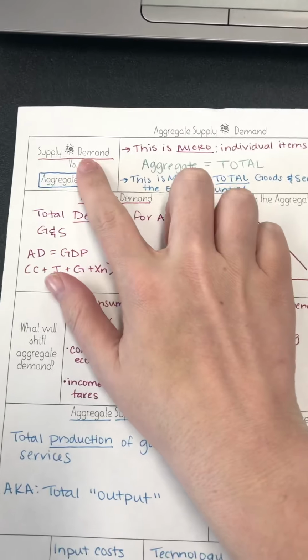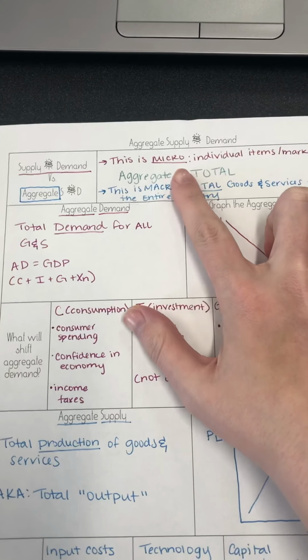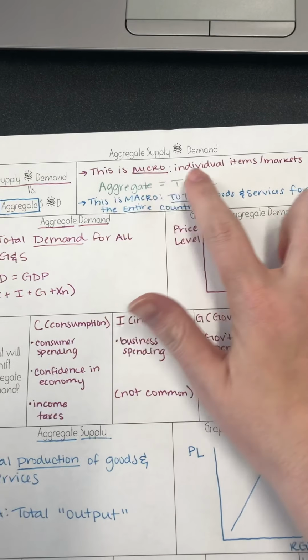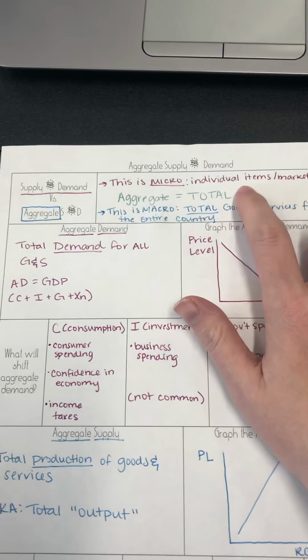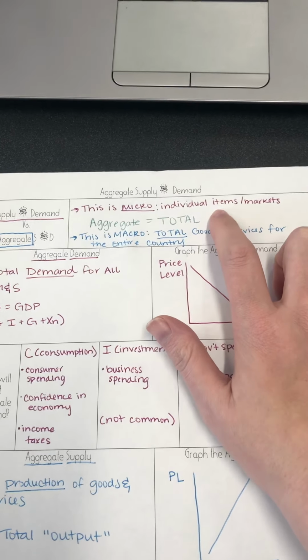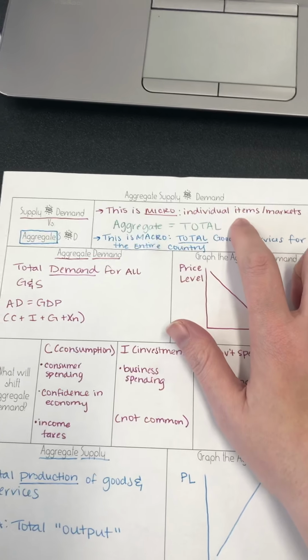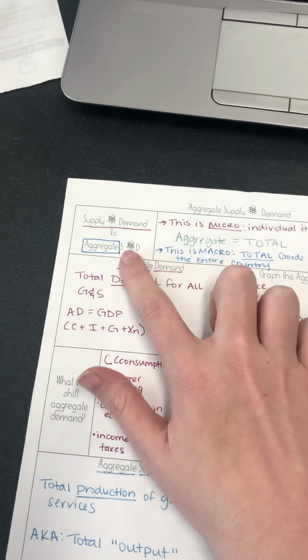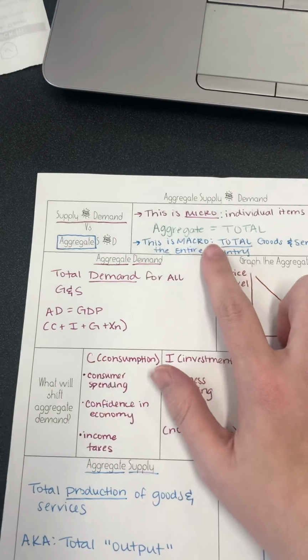So when we looked at regular supply and demand, this is what we did with micro, right? This is what we've already learned. This is looking at individual items, individual markets, like when we did just graphing for milk or just graphing for pumpkin spice lattes, right? That's micro. When we look at aggregate supply and demand, the word aggregate means total.